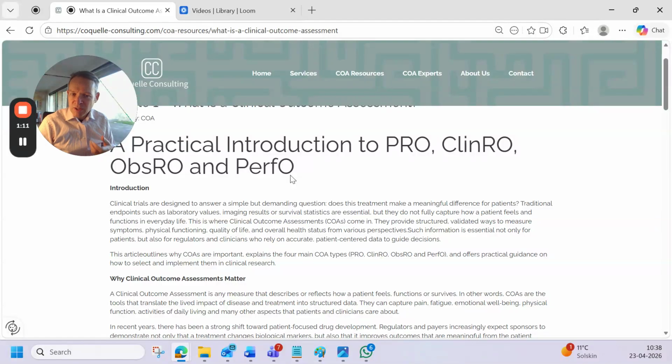Such information is essential not only for patients but also for regulators and clinicians who rely on accurate, patient-centered data to guide decisions. This article outlines where COAs are important, explains the four main COA types: PRO, ClinRO, ObsRO, and PerfO, and offers practical guidance on how to select and implement them in clinical research.